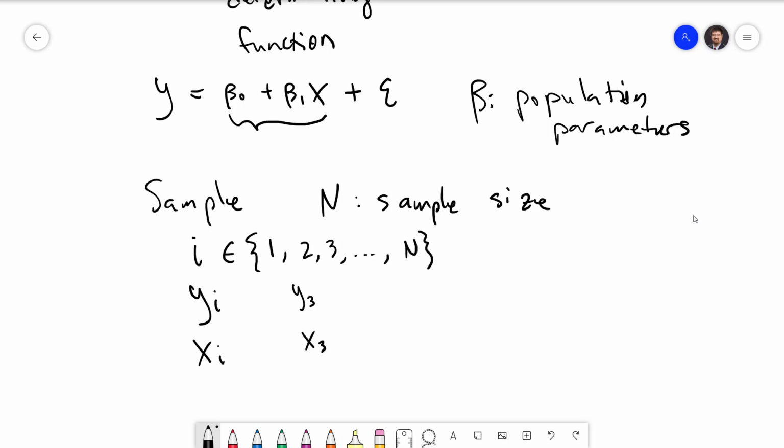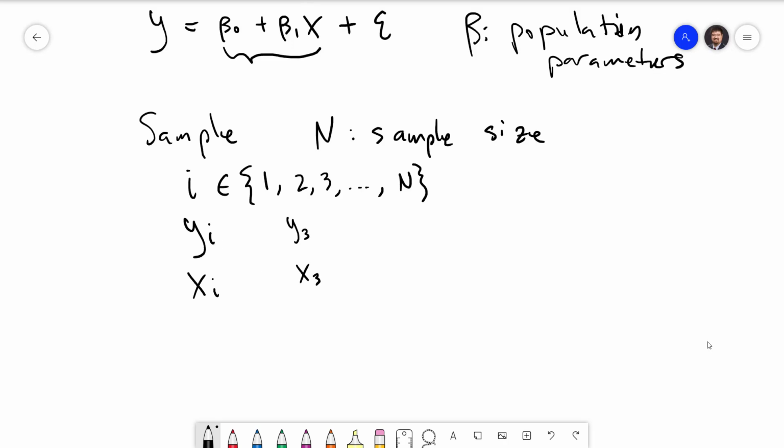Once we have a sample, then we're ready to run a regression. A regression uses our data sample to select estimates for beta naught and beta 1. When we use the word estimate in a regression, we are not talking about just making a guess. There is a specific mathematical method that's going to select those estimates based on the data that we have.